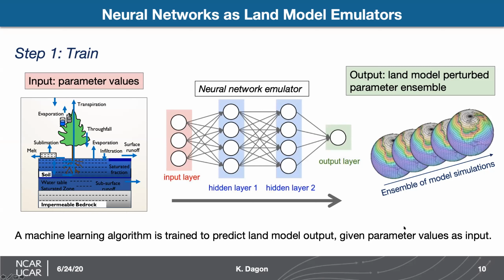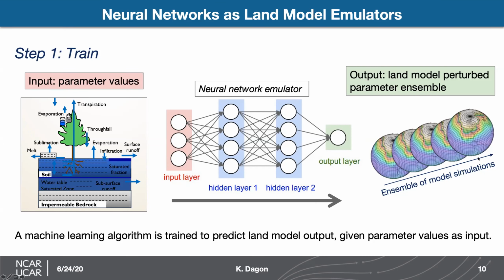So coming back to this schematic, similar to what I showed earlier, just to really emphasize the training process here. Again, we're starting with our input as parameter values, and we're training a neural network emulator to predict the output of the land surface model. But because this is supervised learning, we're using known output values.